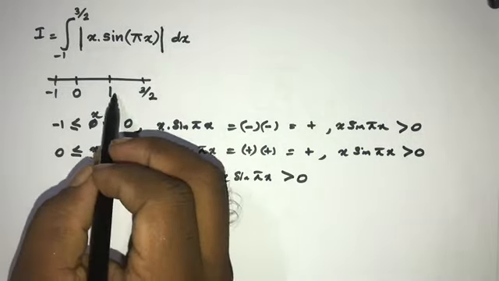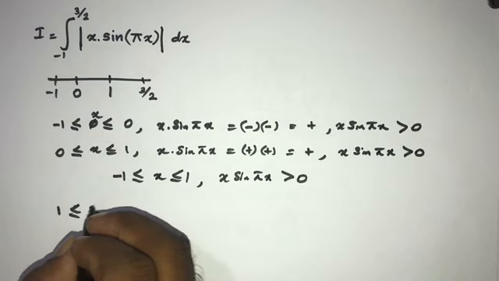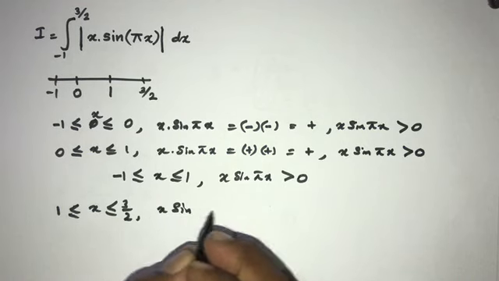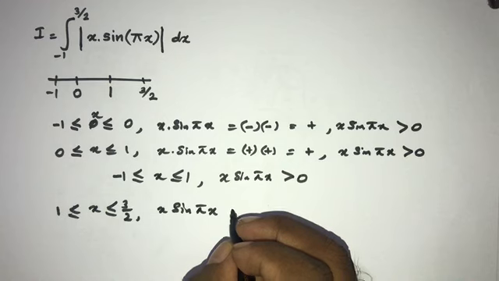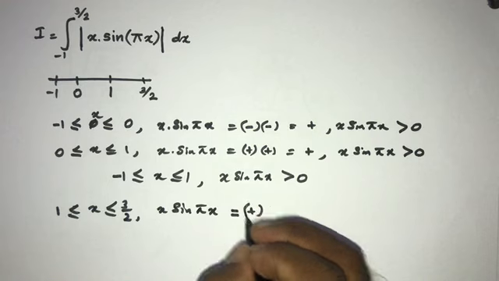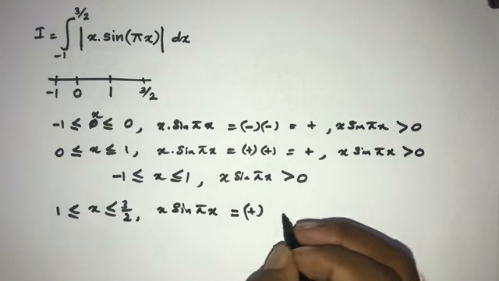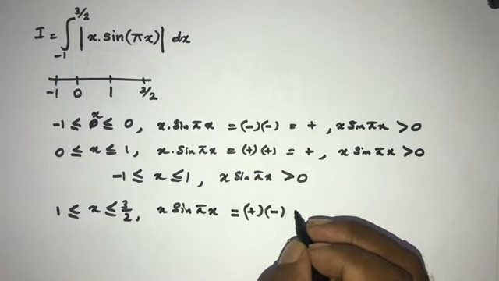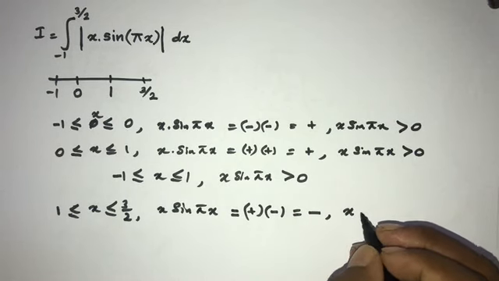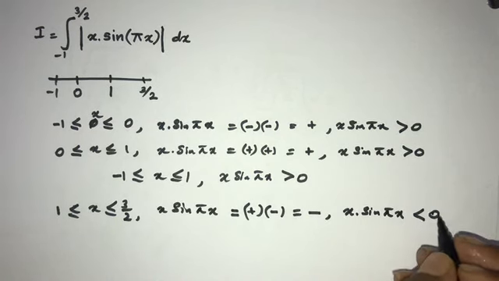Okay, next 1 to 3 over 2. If we take the range 1 to 3 over 2, we check x times sine of pi x. In 1 to 3 over 2, x is definitely positive, and sine of pi x is definitely negative. So positive times negative gives negative. So in this range, x times sine of pi x is less than 0.